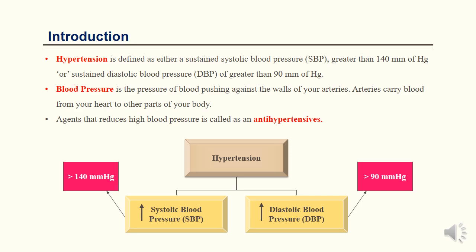In this picture we can see hypertension is defined as the systolic blood pressure raised from the normal range, more than 140 mm of Hg, and diastolic blood pressure more than 90 mm of Hg. Now move on to the next slide.